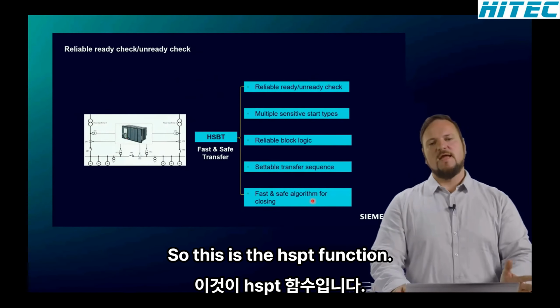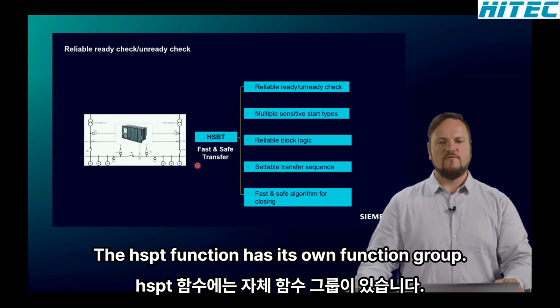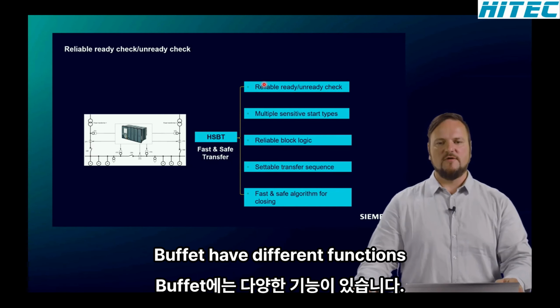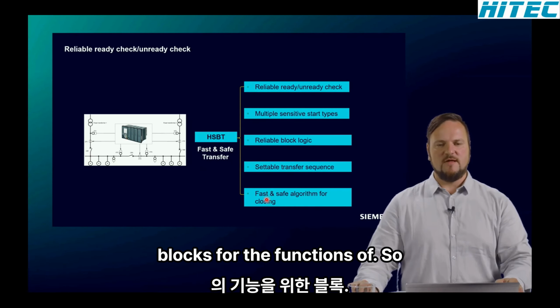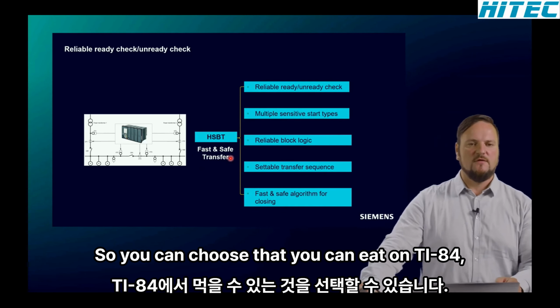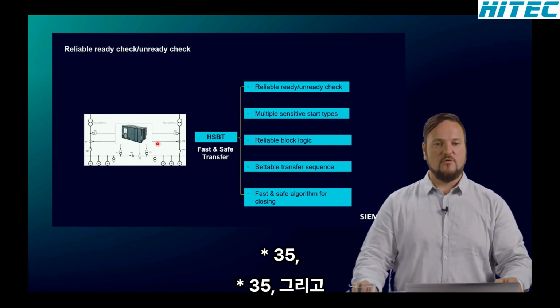So this is the HSBT function. The HSBT function has its own function group. So that means in their own function group, we have different function blocks for the function itself. So that means the function is integrated in the ZProtect 5 platform, so you can choose that. You can instantiate the function 4 times per device.